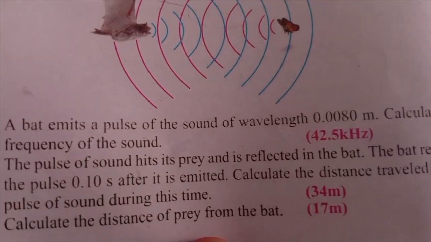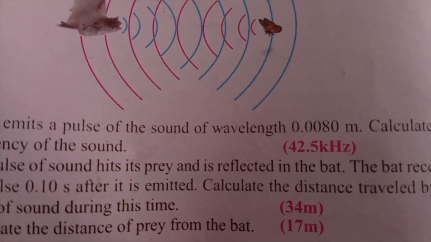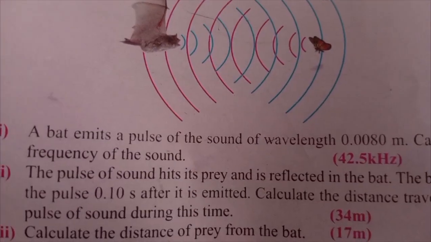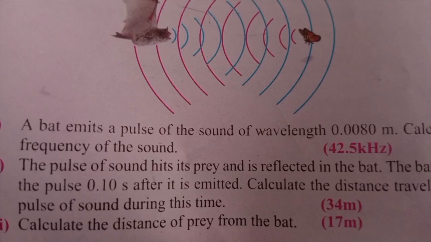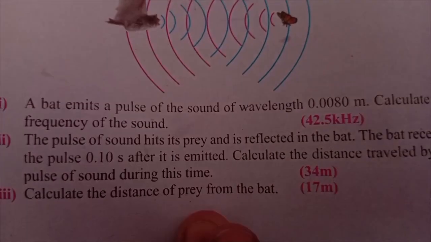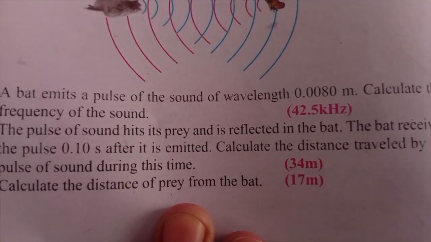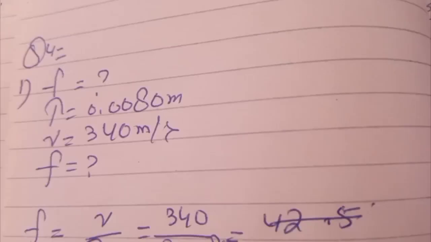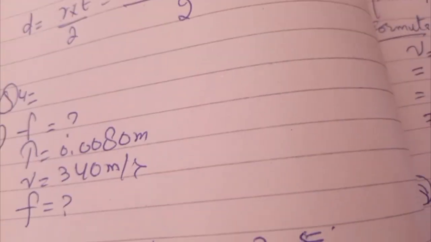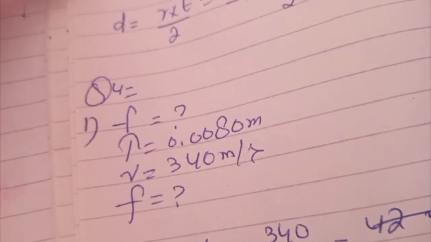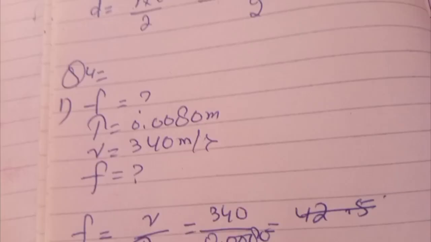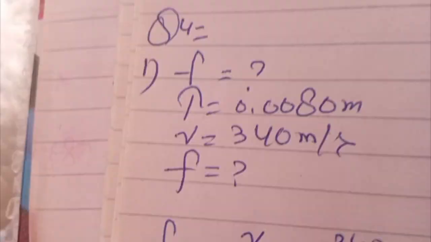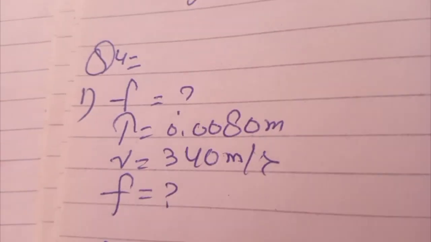First, a bat emits a pulse of sound of wavelength 0.0080 meter. Calculate the frequency of sound. Second, the pulse of sound hits its prey and is reflected to the bat. The bat receives the pulse. I have explained question number 4 of the numericals before you. Now I will solve the problems here with the help of the data.